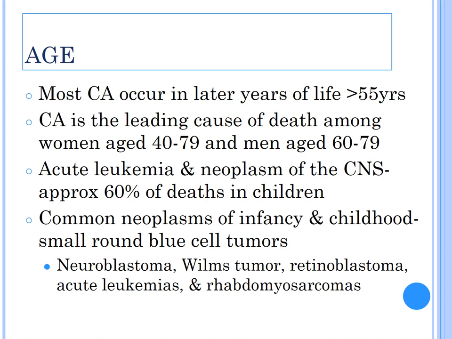Now, there is a group of neoplasms which consists of just small round blue cells. They look like small lymphocytes. They're very similar that you have to do a lot of tests to differentiate one from the other. You will be taking them up in relation to the systems. So you have a neuroblastoma, Wilms tumor, which is in the kidney, retinoblastoma in the eye, leukemias, and muscle, rhabdomyosarcomas. When they are anaplastic, they will produce small round blue cell tumors that are very similar to each other.